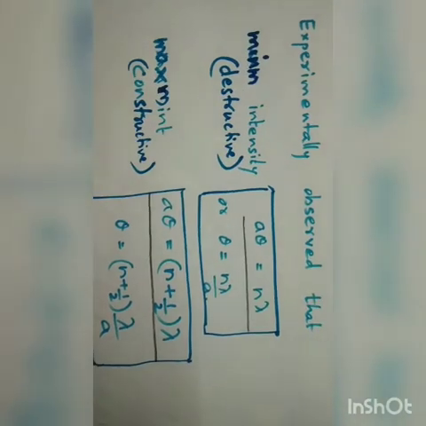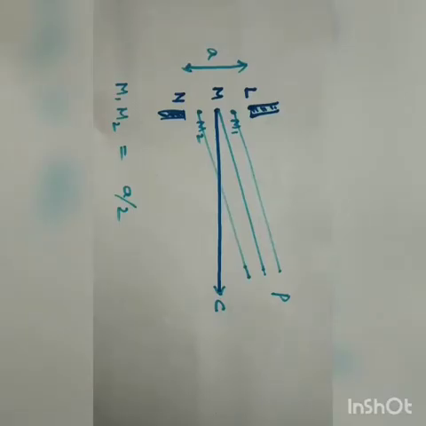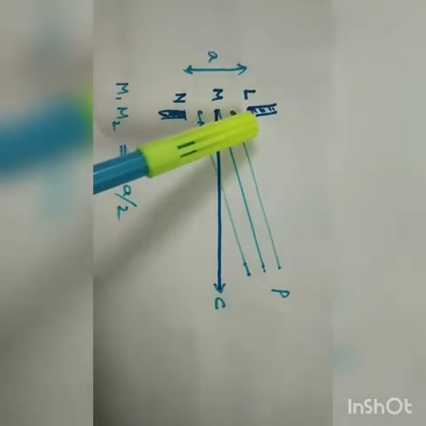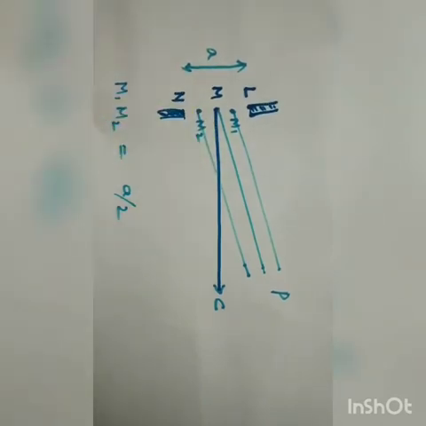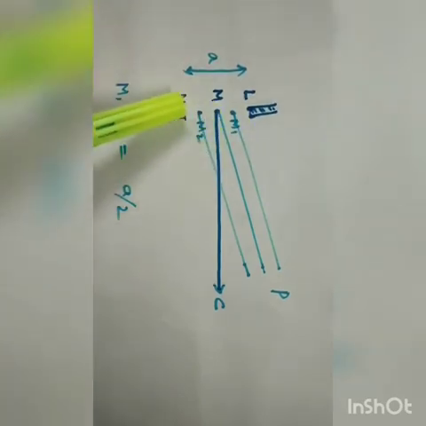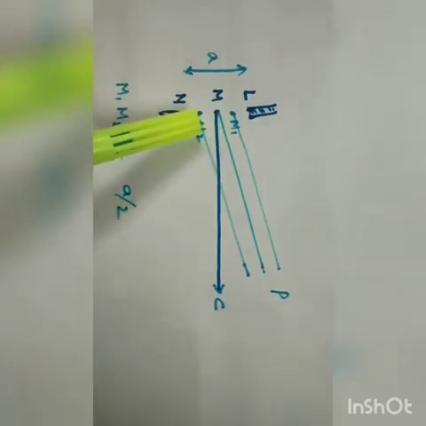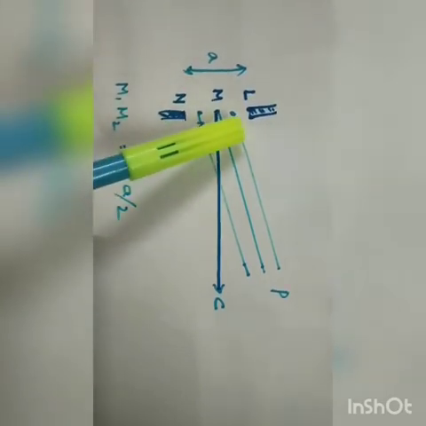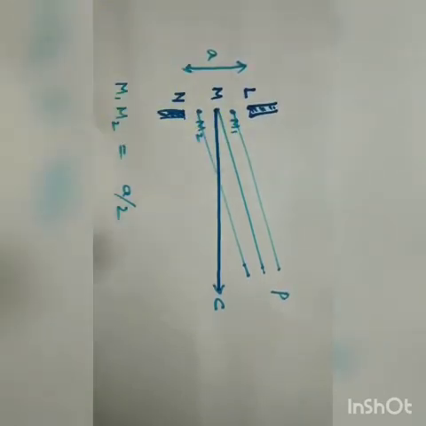Let us try to understand in detail how we get these conditions. Just imagine the slit LN is divided into two halves and M is the center of the slit. The width of the slit is A and the center is M. So the slit is divided into two halves, LM and MN. Let M1 be the center of the first half, M2 be the center of the second half. The distance M1 M2 is A by 2.